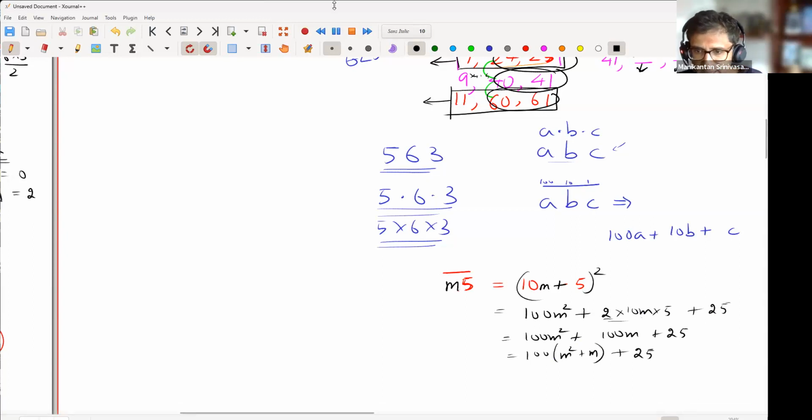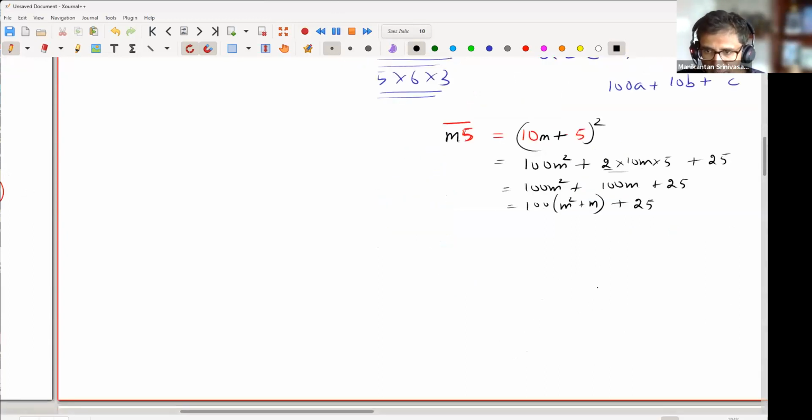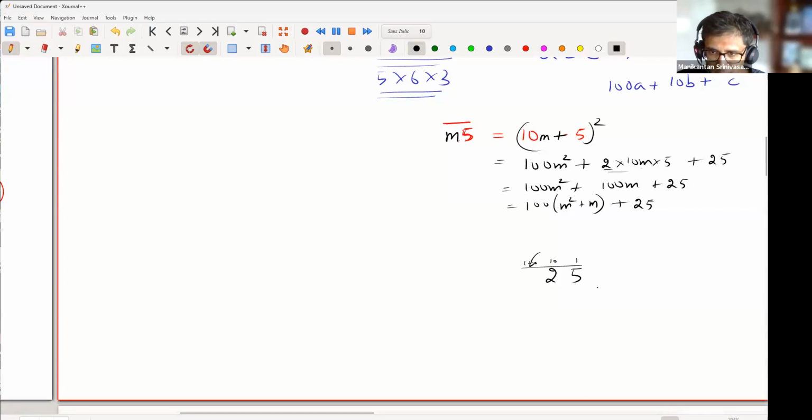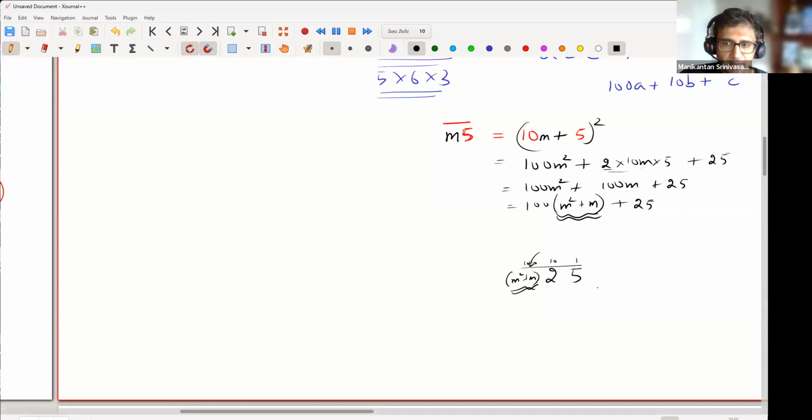Now what is this? This is a number where 25 is the last. This is the ones place, this is the tens place, and in the hundreds place I'm putting the number which is M square plus M. The place value of M square plus M is 100 into M square plus M. The face value is just M square plus M. Does it make sense? Ashi, are you with me? Why this works now?